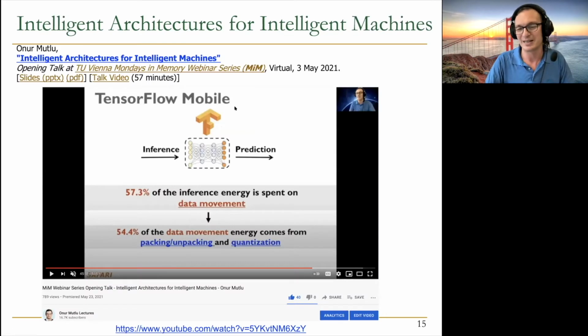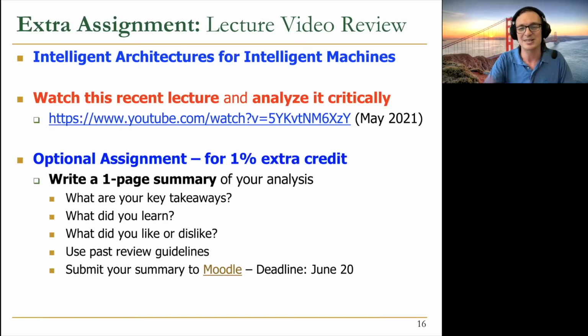So again, this is not a required assignment, it's an optional assignment, but you get 1% credit for it. And hopefully you'll learn about some cutting edge issues in processing in memory. I would recommend doing that, but you don't have to do that if you don't want the 1% credit. But 1% credit is nice, of course, right? Okay, so that's the optional assignment.